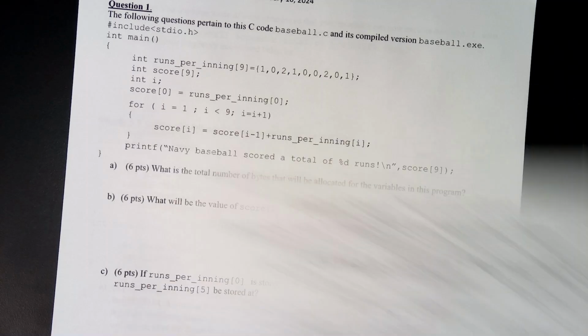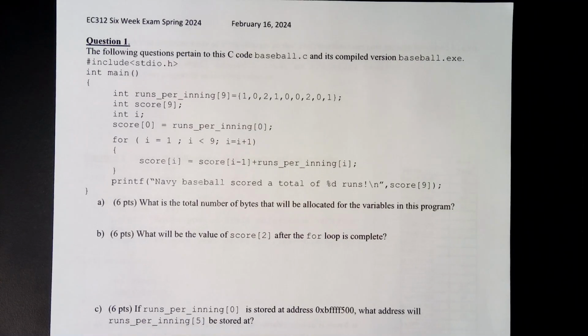So moving on to the first question here, we're looking at a piece of C code with a loop and some arrays, and we have to answer some questions about it. I'm going to do parts A to C here, and then we'll move on to the permissions questions after that. So starting off, what is the total number of bytes that will be allocated for the variables in this program?